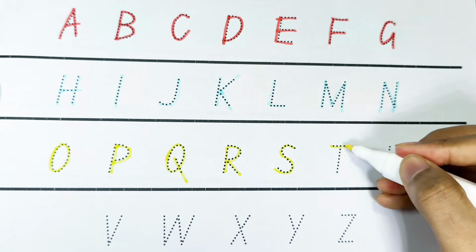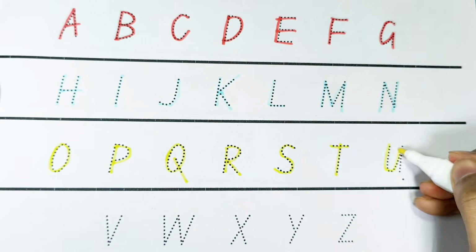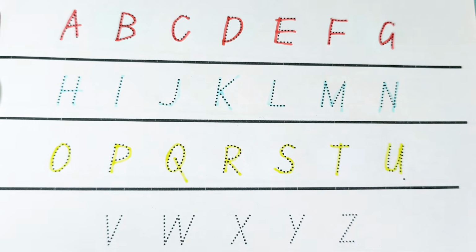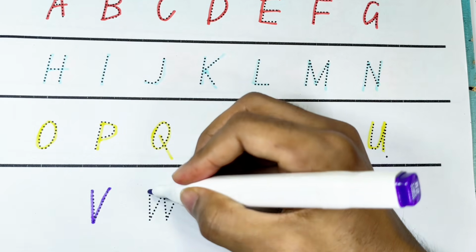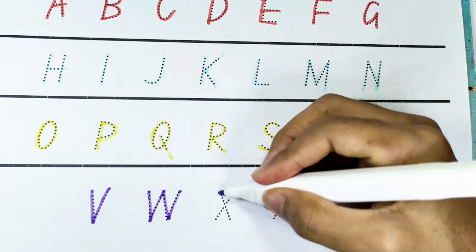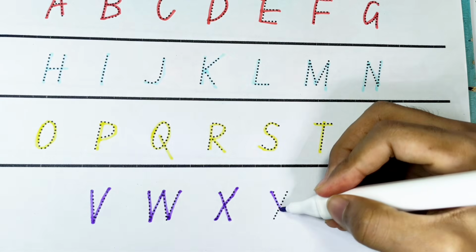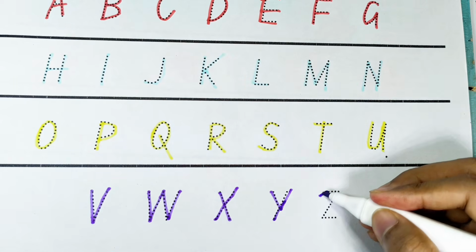S. The next one is T for tiger. U for umbrella. The next one is V for van. W. Now we're writing the alphabet of X. The next one is Y. The last one is Z.